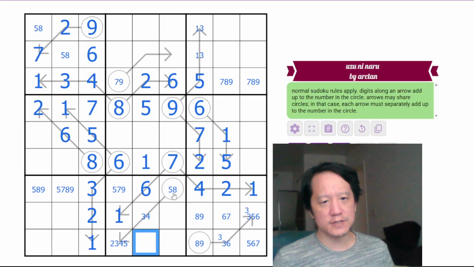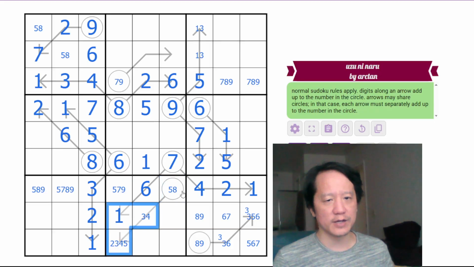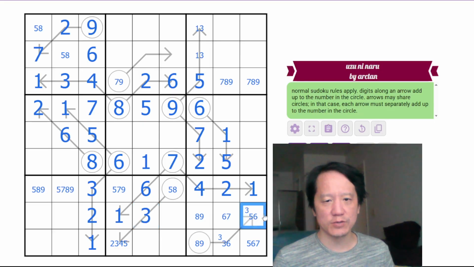And to add up to 5, it would have to be 2, 3, and 5 here. 2, 3 adding up to 5. To add up to 8, it would have to be 3 and 5 here. So either way, this is going to be a 3. So this is 3, which eliminates 3 in the rest of the row.